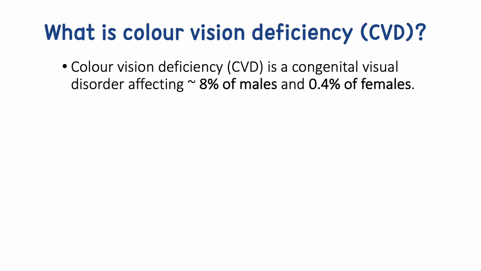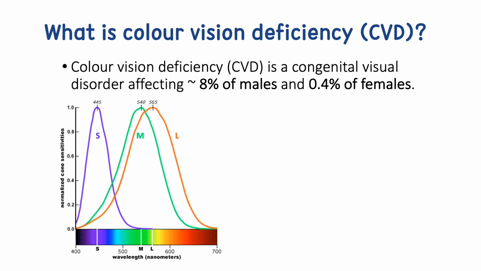Colour vision deficiency, abbreviated as CVD, is a congenital visual disorder which affects approximately 8% of males and 0.4% of females. This graph shows the sensitivity levels for each of the 3 cones in our visual system to different wavelengths of light. So we have S cones which respond to short wavelengths of light, M cones which respond to medium wavelengths of light, and L cones which respond to long wavelengths of light.